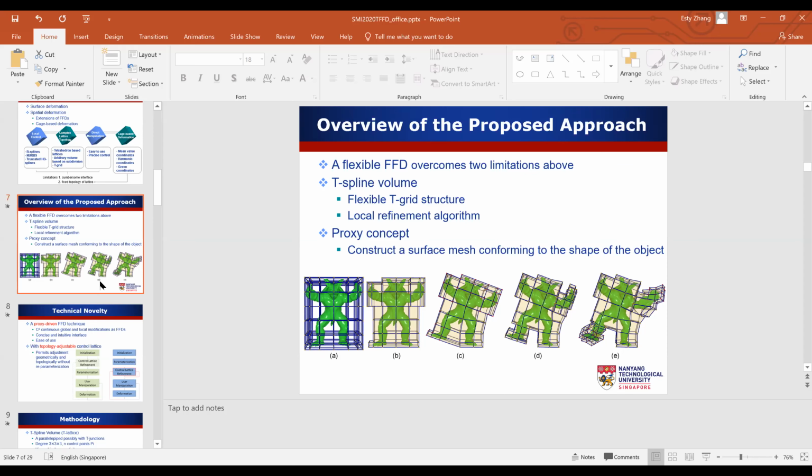Actually, my work can be seen as an enhanced version of FFD, in that we provide geometric deformation and also topological editing of the proxy during the deformation process. So maybe later it can be used in some software such as 3D Max or Maya, something like that. All right, thank you.